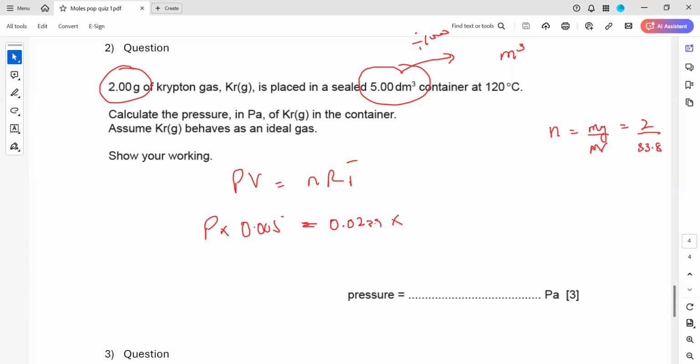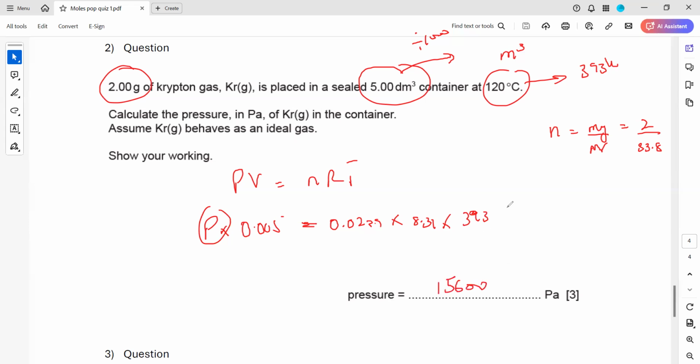R is the general gas constant, which has a fixed value of 8.31. T is the temperature, but that should be in Kelvin. So it's 120, you have to add 273. So 120 plus 273 will become 393 Kelvin. So you just need the pressure. This will go there in division. We'll get the final pressure, which is about 15,600 Pascal.